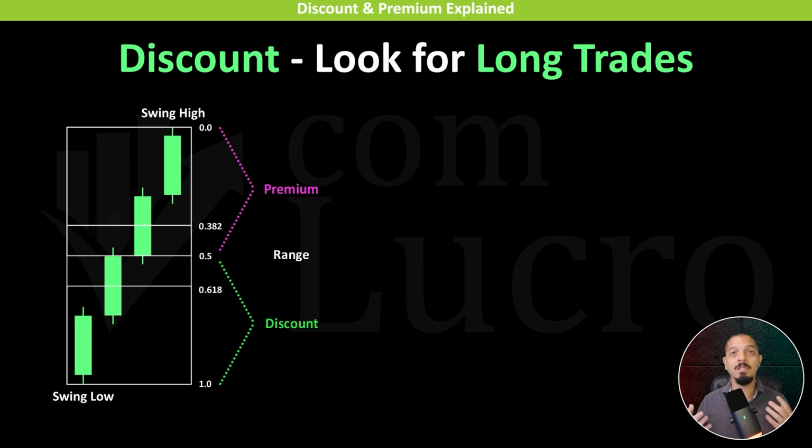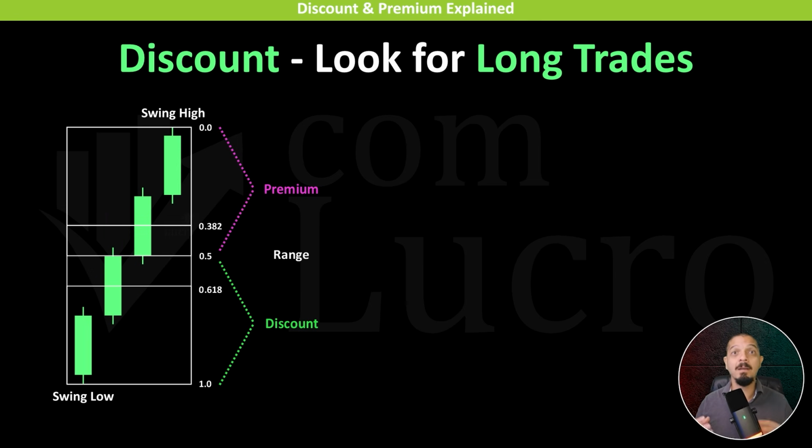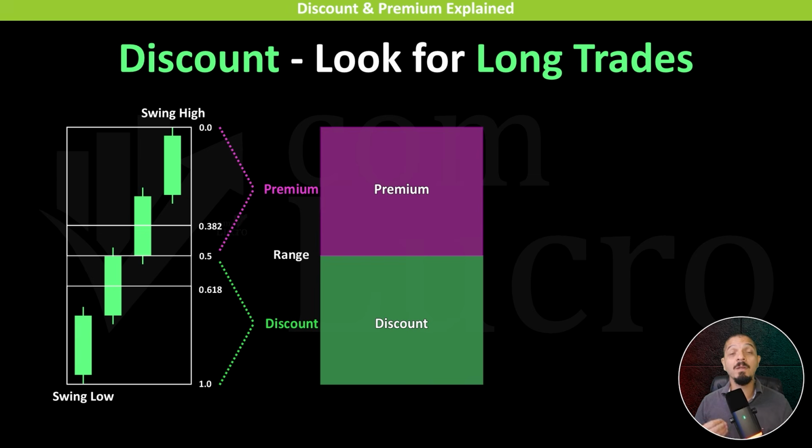To understand how these zones work in practice, we must first understand the idea of a range. A range is simply the space between a swing low and a swing high, or between a swing high and a swing low. This range defines the boundaries within which price is currently moving. Let us take the example of a range that forms from a swing low to a swing high. To define the premium and discount zones, we divide this range into two equal parts. The upper half of the range is always called the premium zone, while the lower half of the range is always called the discount zone.